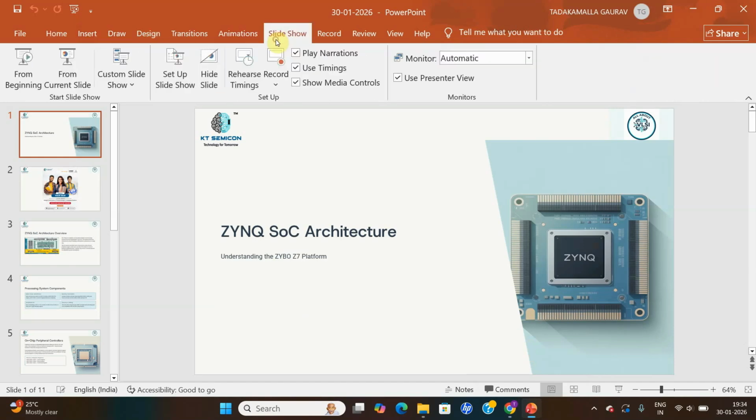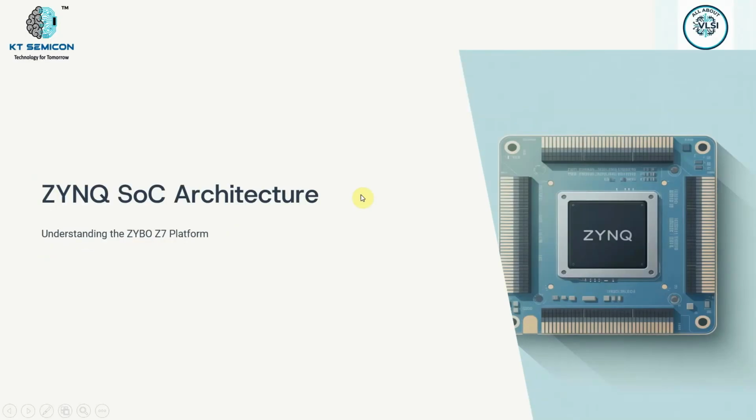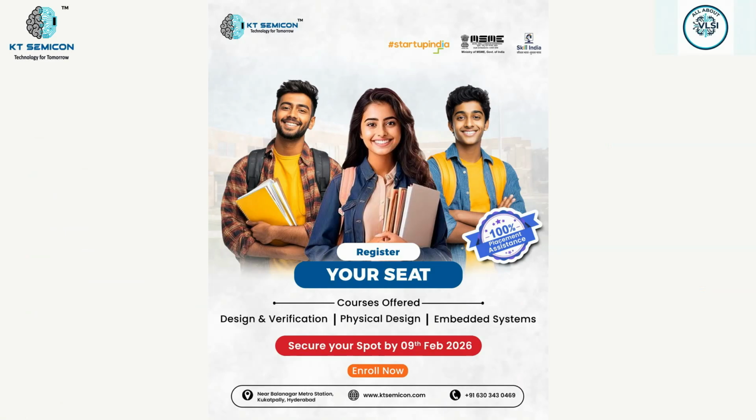So in this particular session, let us try to understand something very important, which is our Zynq SoC architecture. Our Zybo board is going to have this Zynq FPGA. So let us try to understand this Zynq FPGA architecture in more detail. What do you mean by this Zynq FPGA architecture?